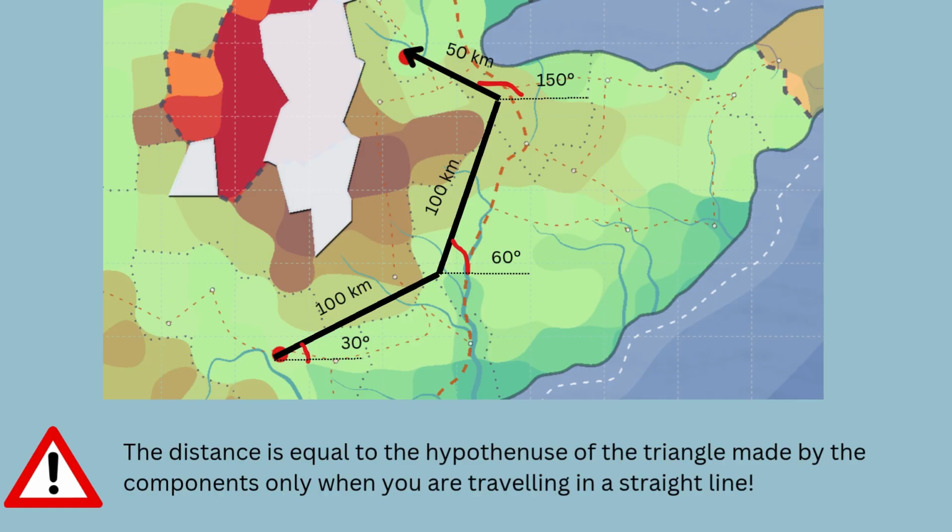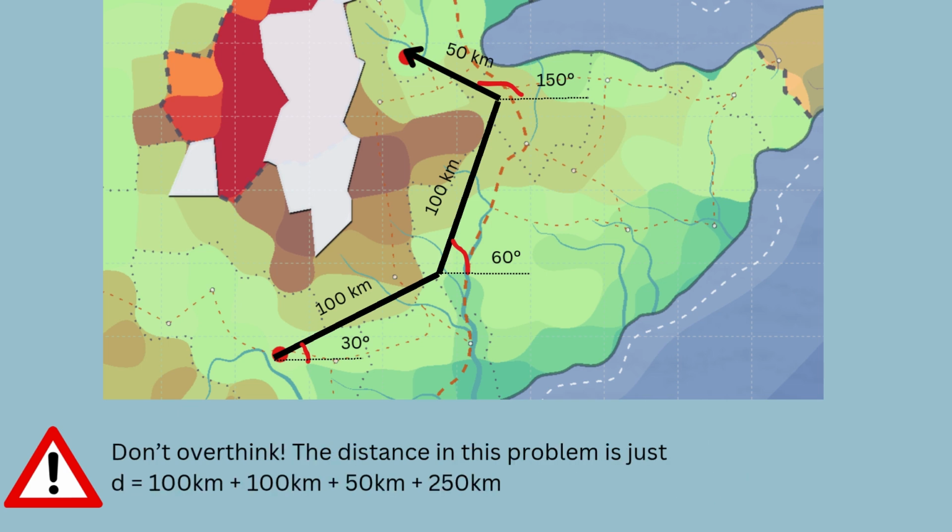But pay attention when you do this, because the length of the displacement vector is equal to the distance only when we travel in a straight line. In our original problem, the distance covered by the plane is just 250 kilometers, which you can easily calculate as a sum of the partial distances.